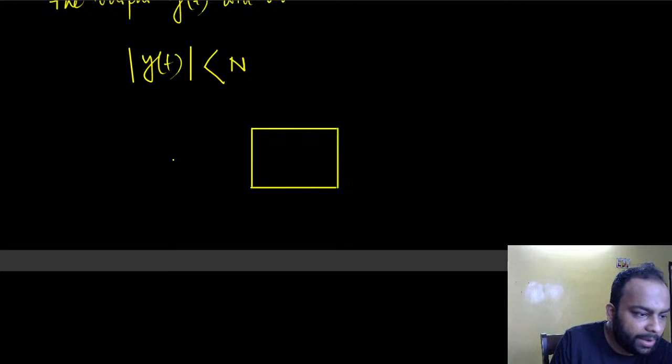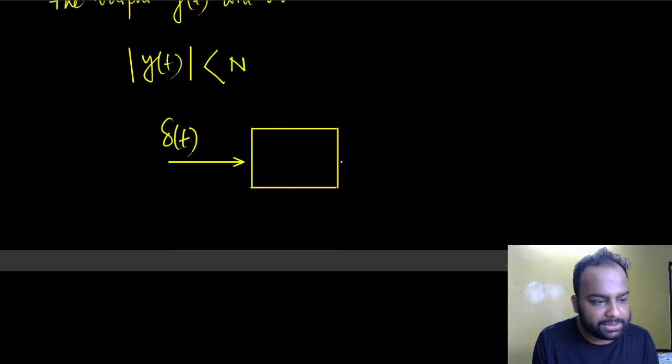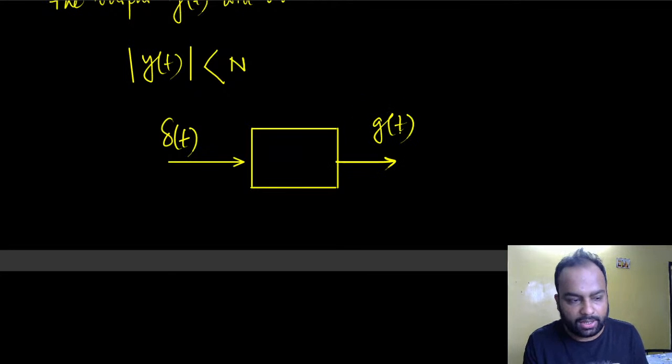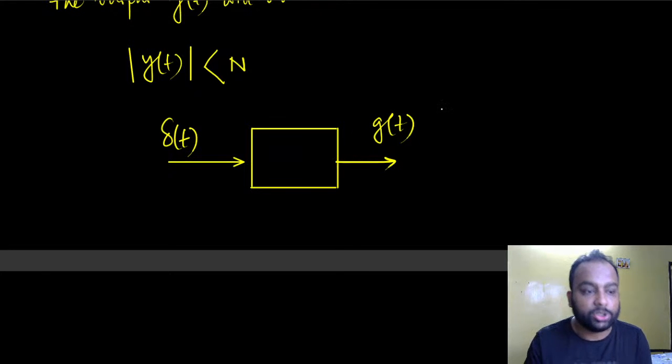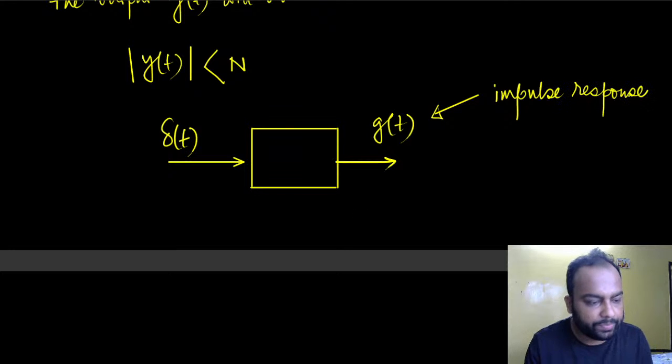And what if I excite the system with an impulse? If I excite the system with an impulse, then the output is known as the impulse response, right? The transfer function of the system is essentially the Laplace transform of the impulse response. So this g(t) is the impulse response. Okay, so I am saying LTI system.